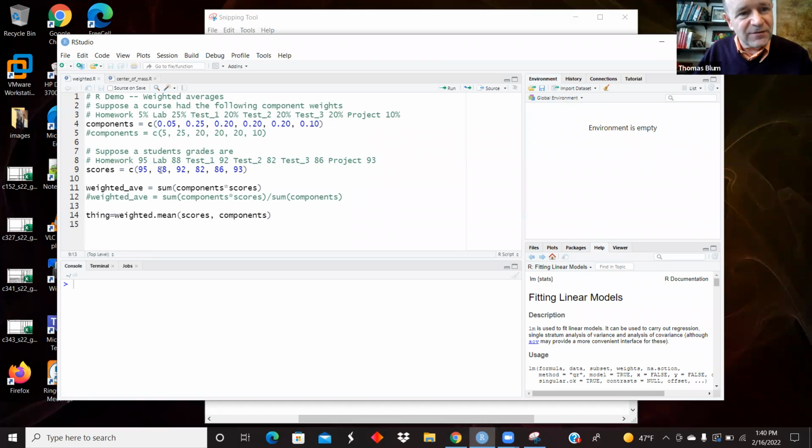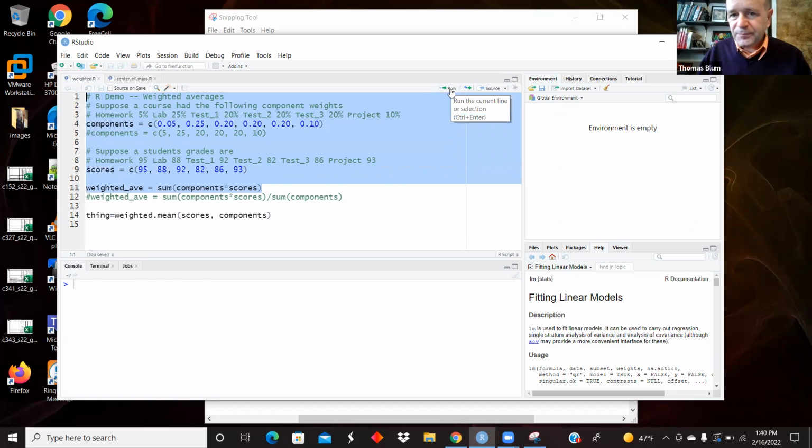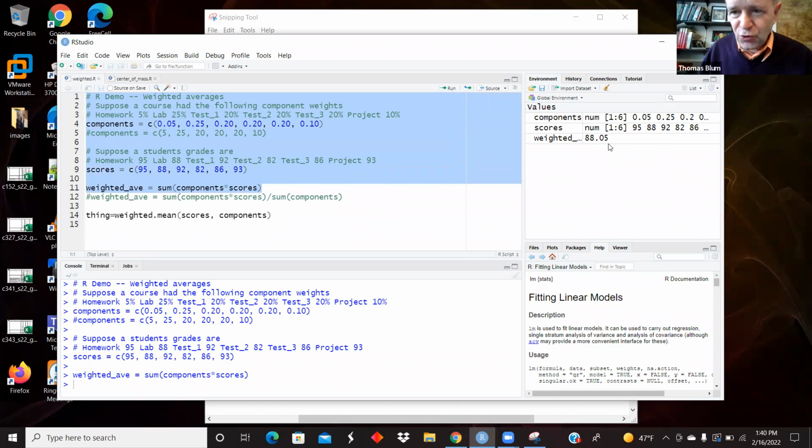Let's say that the homework was a 95, the lab was 88, and the tests were 92, 82, and 86, and that the project was a 93. So the order matters. There has to be the correct order of the weights and then the scores. Respecting that order will be important. And if I take the components vector and multiply it by the score vector, that's going to give us 0.05 times the 95, 0.25 times the 88, and so on. And then I'm going to sum that. And that will produce for me the weighted average. So I'm going to run that so far. And so this person's score at this stage is an 88.05.